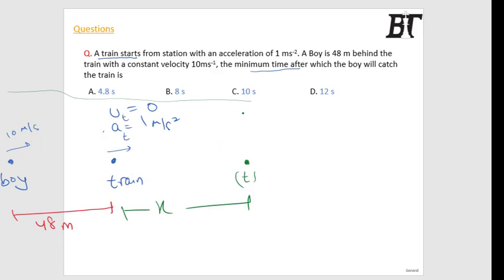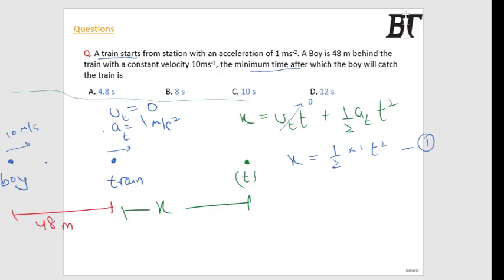So applying the second equation of motion, we can say that x equals initial velocity of train into t plus half times acceleration of train into t square. Initial velocity of the train is given as 0, and hence we will say that x is equal to half into 1 into t square. This is our first equation.